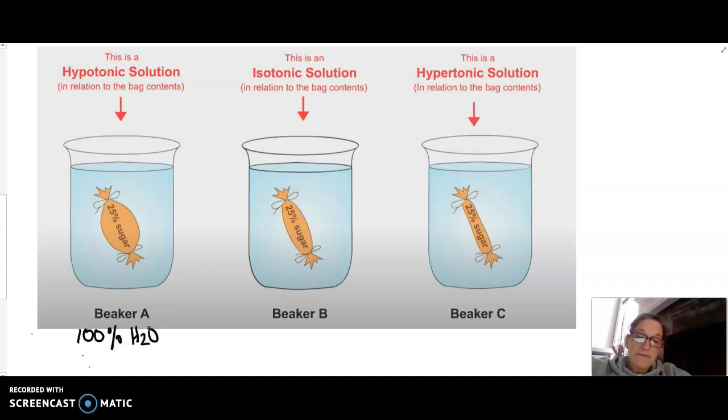Beaker B, well, let's just focus on beaker A. Beaker A is 100% water. How do I know that? Well, I know that because, number one, it's a hypotonic solution. I also know that because inside the little bag, right here, it says 25% sugar. That means there's 75% water.